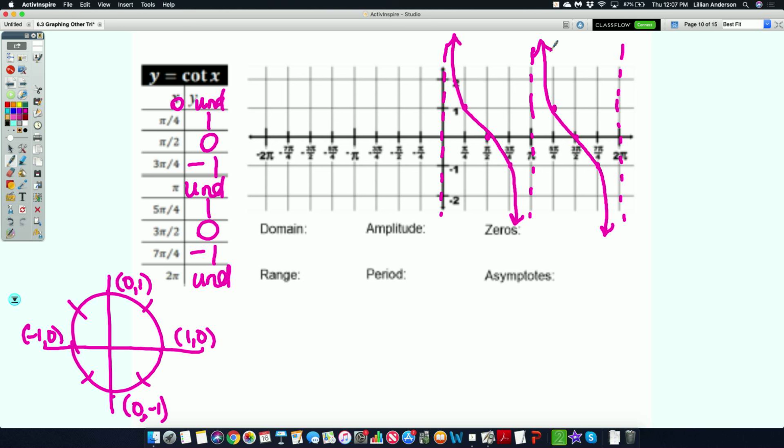What's the equation for my asymptotes? Give me one of them. Pi. Or 0. And then how far apart are they? Pi. So then it would be? And pi. Very good. So that means I should have an asymptote where on the negative side?